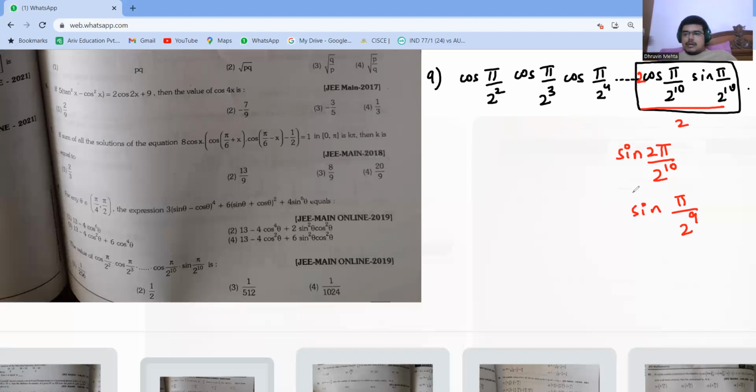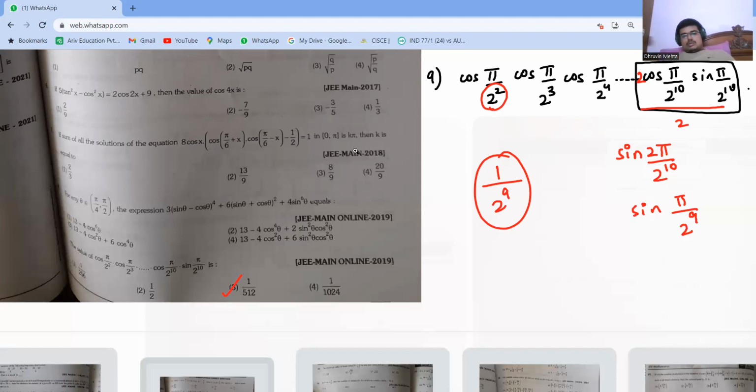9 times, Muskan, because we have to reach till 2 square, and not 2 raised to 1. We want 2 square. So it's going to be 1 upon 2 raised to 9, guys. This is the answer. 1 upon 5 and 2. Trisha, you got this?